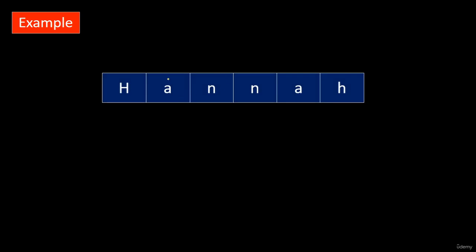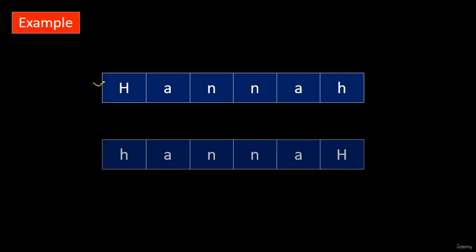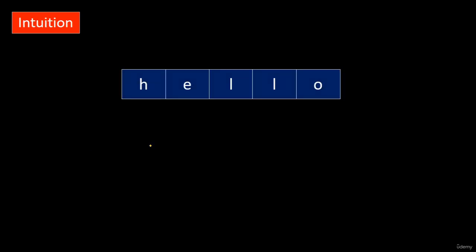If we reverse this string, then we get this string. So if we're given this string, we have to return this string. Now, how can we solve this problem? For the sake of understanding, let's assume we're given this array.